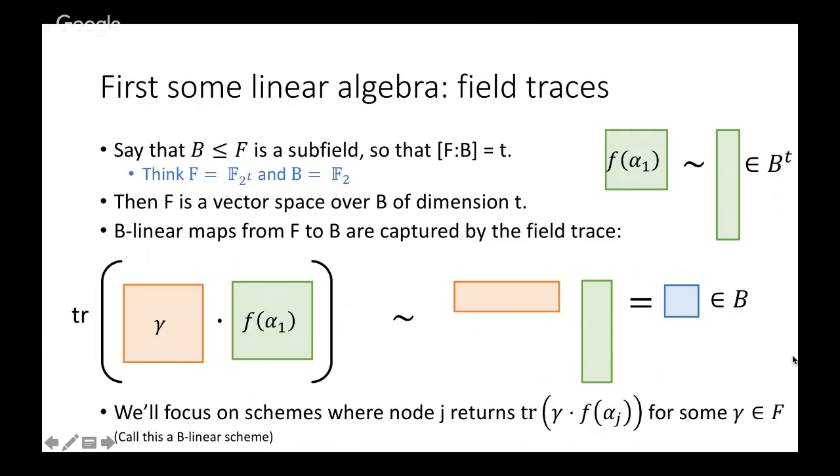Is it related to trace of matrices, or is it totally different? It is, yeah. If you write this guy as a vector, so this field element I treat as a vector, and then I multiply these two field elements, that's some linear operation over the small field. So that corresponds to multiplying this vector by some matrix over B. And the trace of gamma ends up being the trace of that matrix.